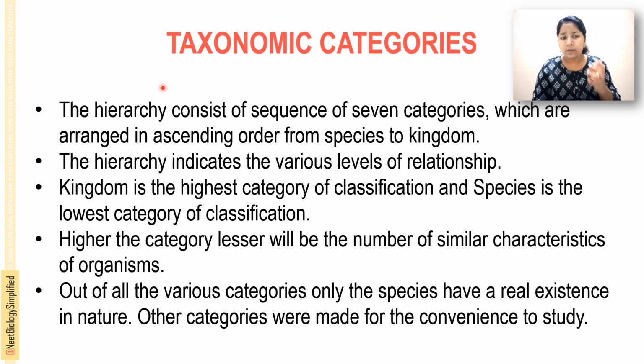The taxonomic hierarchy consists of the sequence of 7 categories arranged in ascending order from species to kingdom. This hierarchy indicates the various levels of relationship, and kingdom is the highest category of classification and species is the lowest category. I think you guys understood, right? As we go from the smaller category to the higher category, the number of similarities or similar characteristics of the organisms is getting lesser.